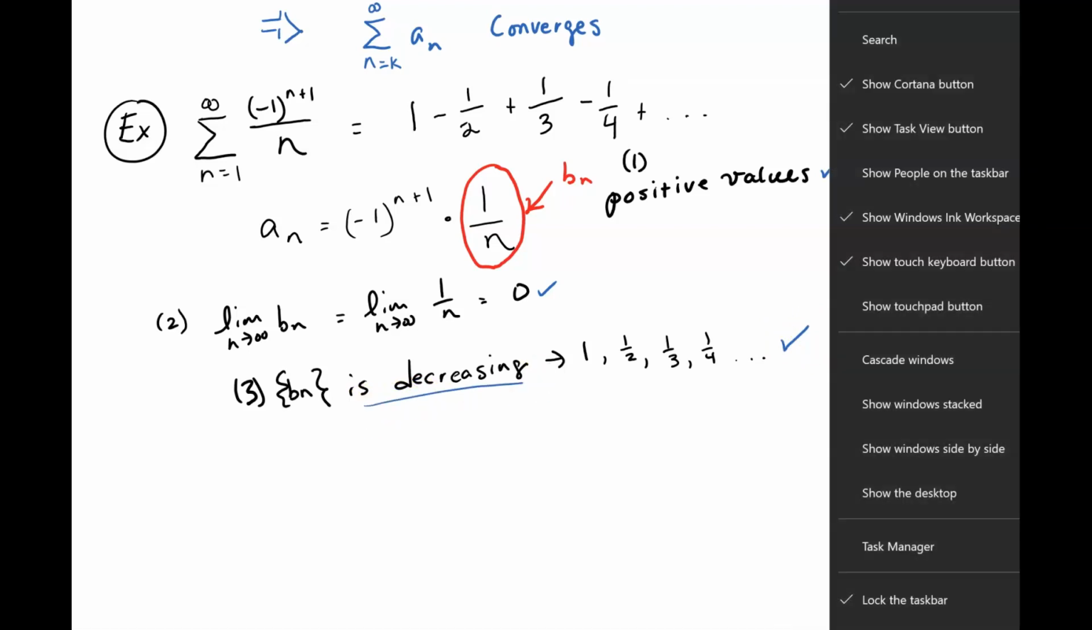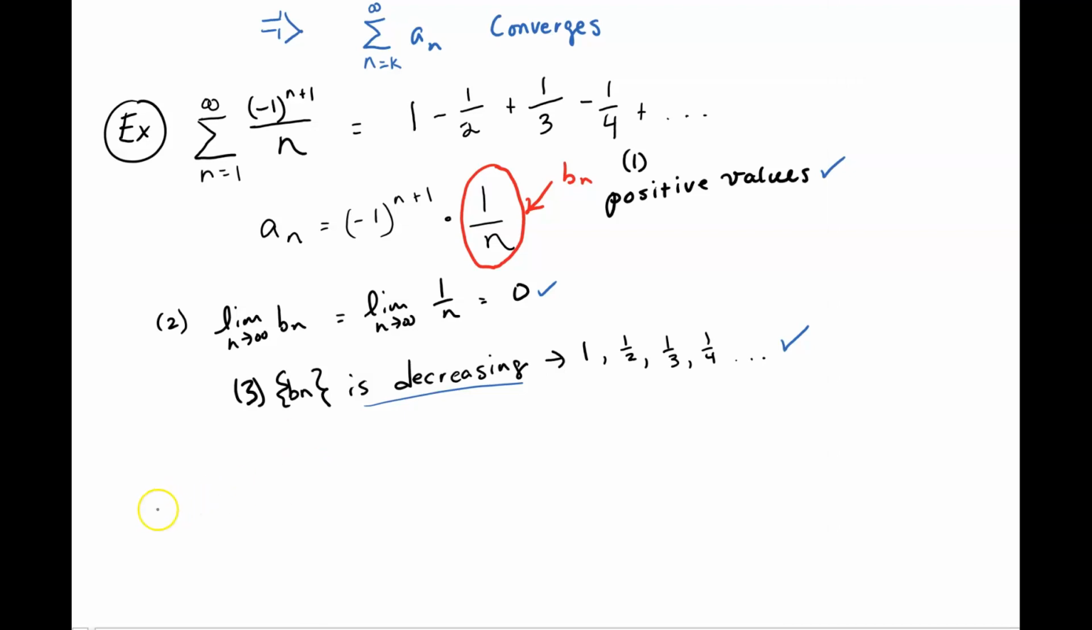What does that mean here for us? That means the series a sub n from 1 to infinity is... Okay, that shouldn't have happened. Let's write this out again.